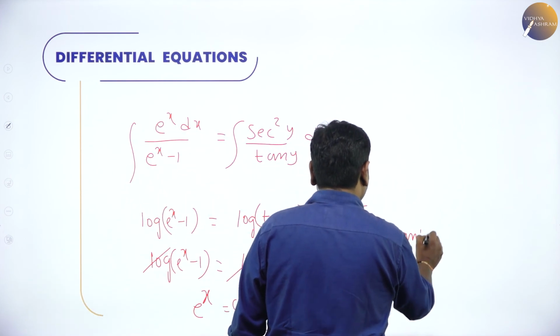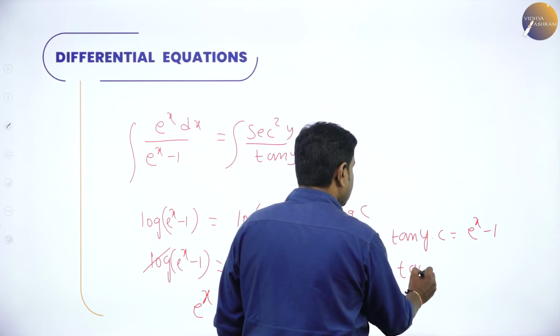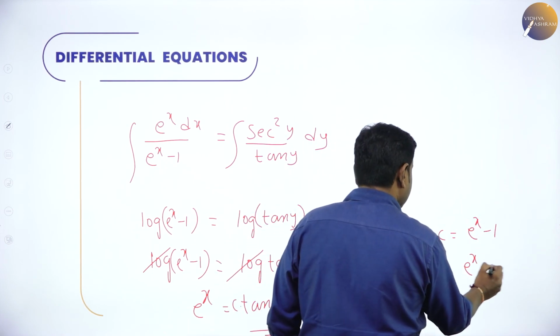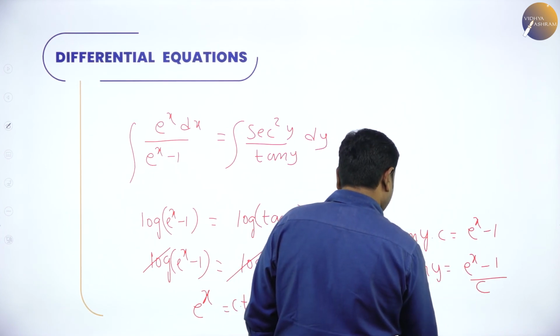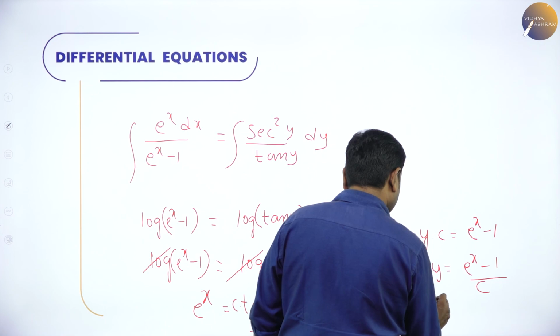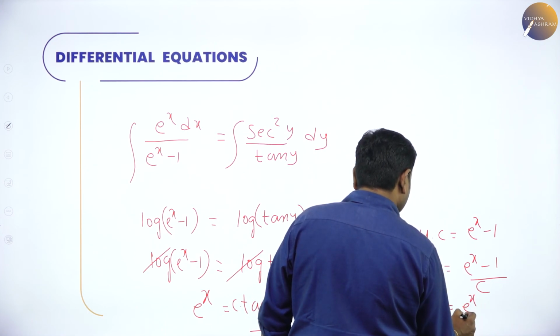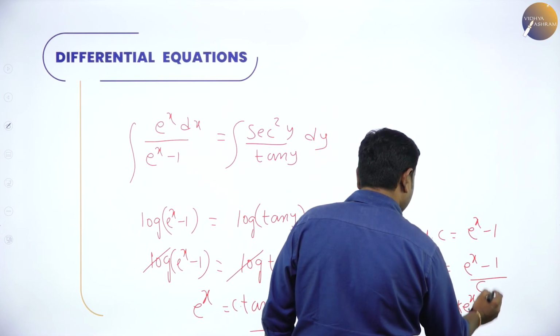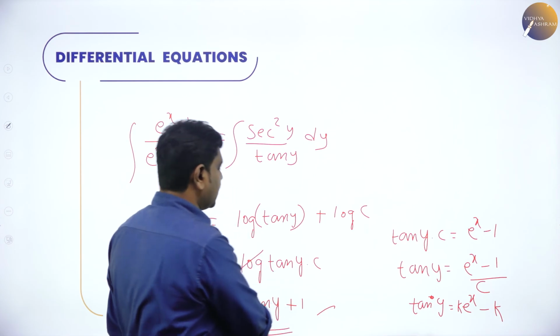You can also write tan y into c is equal to e power x minus 1, or tan y is equal to e power x minus 1 by c, or tan y is equal to e power x by c minus 1 by c, which are also constants. Y is equal to tan inverse of this, or you can leave it, this is standard.